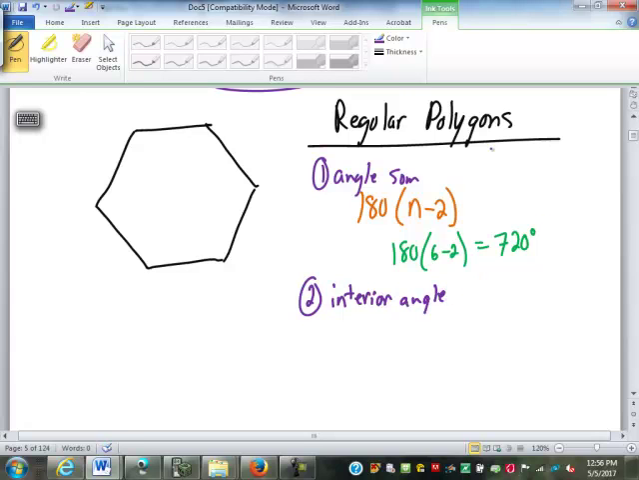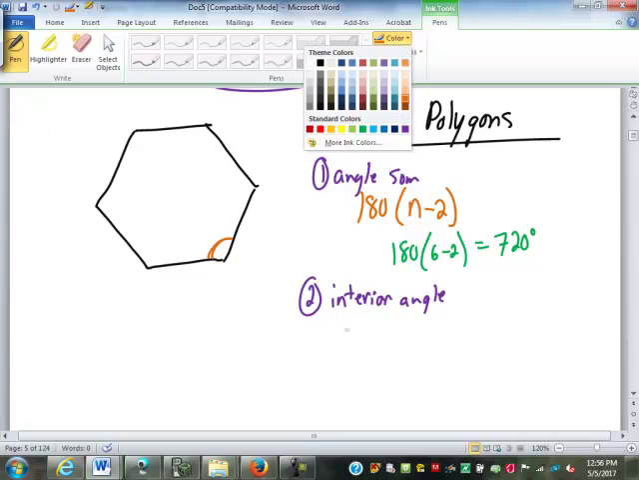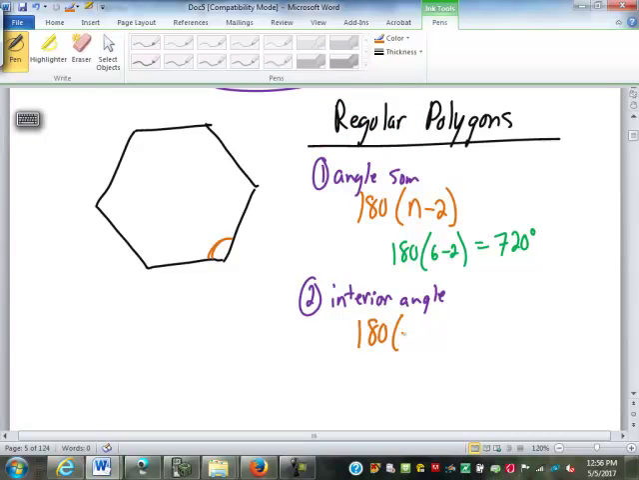how do you find the interior angle? Well, remember, interior angle is this angle right here, right? The angle sum is 180 times n minus 2. So all those angles make 180 times n minus 2. Well, how many angles are there? N of them, right? So we divide by n, correct? So for this particular one, we take our 720, we divide by 6, that'd be 120 degrees per angle.